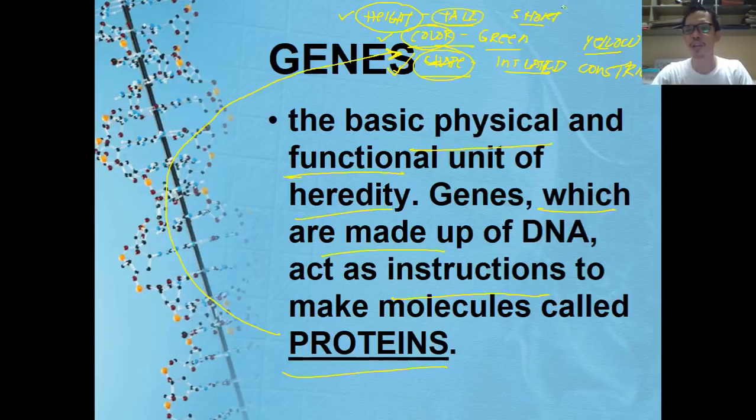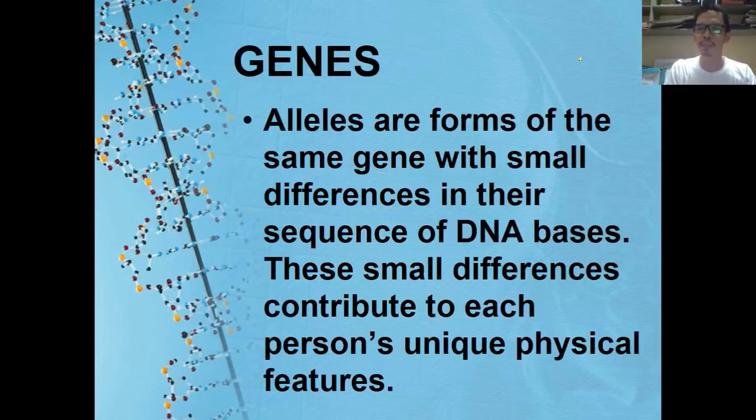Now, what are these tall and short, green, yellow, inflated, and constricted that were observed by Mendel? These are the forms of the genes. These are called alleles. So the tall, short, constricted, inflated, blonde, blue eyes, green eyes, red eyes, brown eyes, these are alleles.